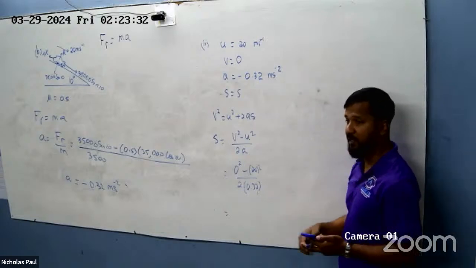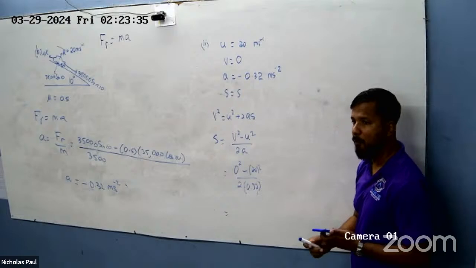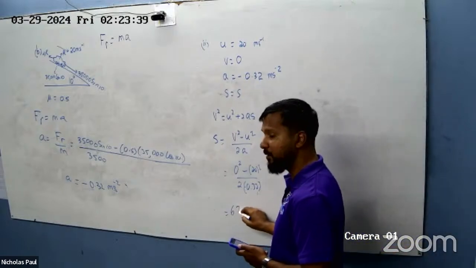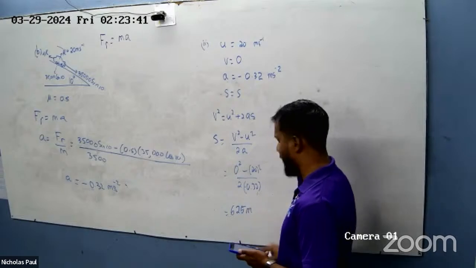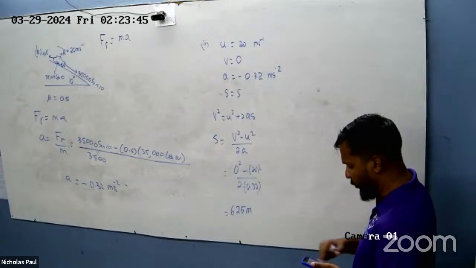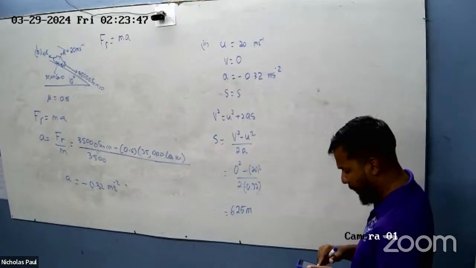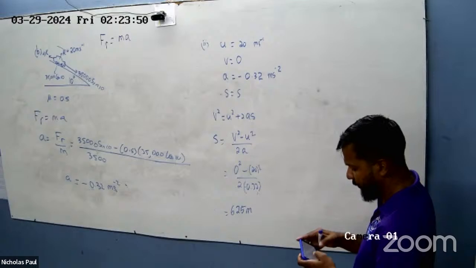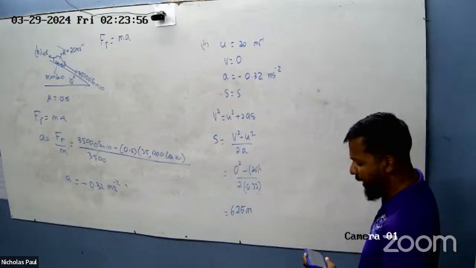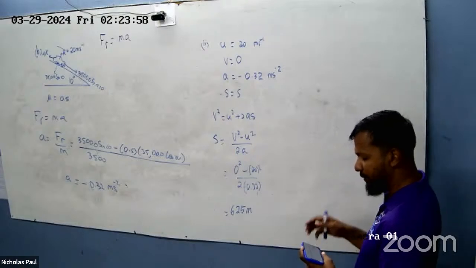How much did you get here for how far the tires will move? 625? 625 meters. Right? There's still more. I thought that was it for part number 5. The last part in number 5: the loss in kinetic energy if the car moves 5 meters after the brakes are applied.